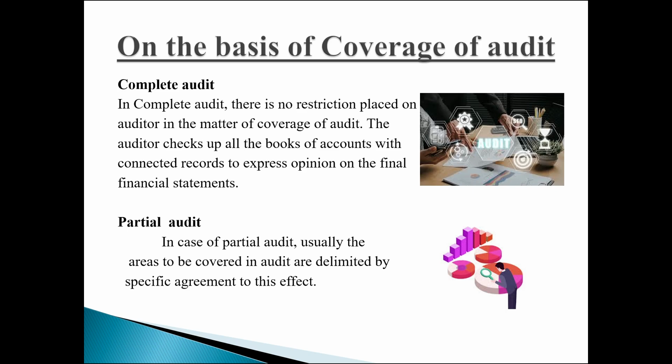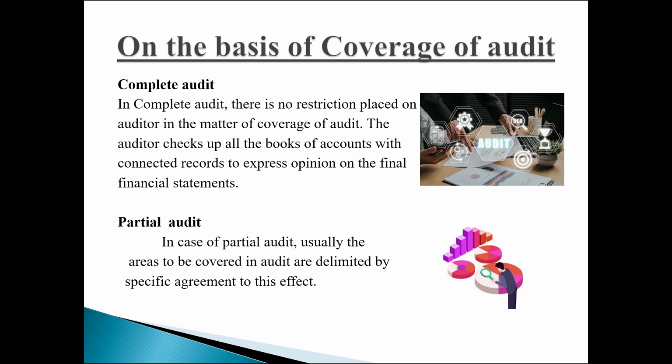The first classification is complete audit. In complete audit, there is no restriction placed on the auditor in the matter of coverage of audit. The auditor checks all the books of accounts with connected records to express the opinion on the financial statements. The statutory audit is an example of complete audit because the client cannot put any restrictions with regard to coverage of audit. The next classification is partial audit.